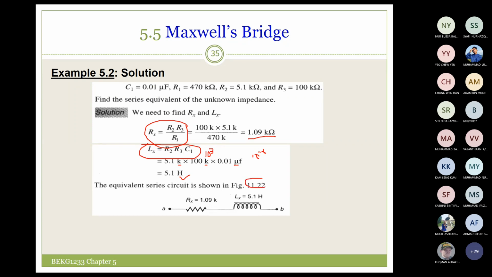Therefore, for the equilibrium series circuit in figure 5.6, Rx is equal to 1.09 kilo ohm, while Lx is equal to 5.1 Henry. So this is how you can measure the Rx and Lx.